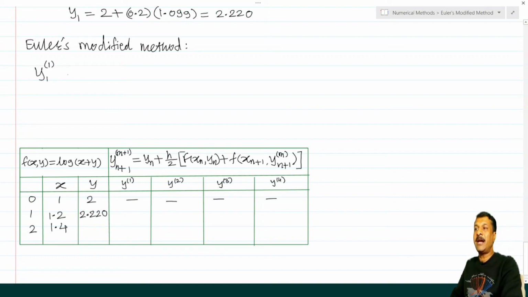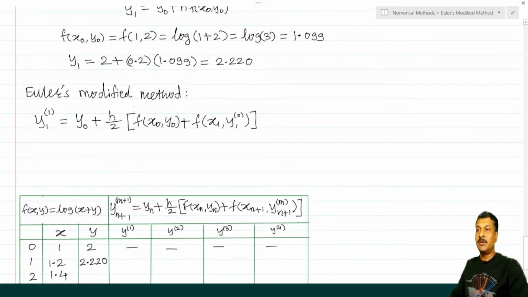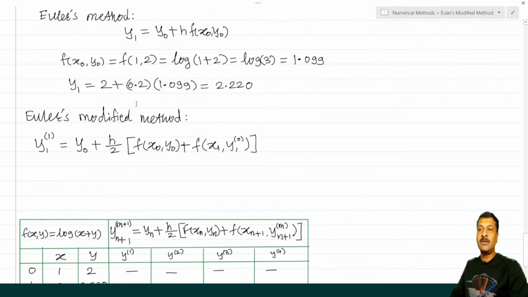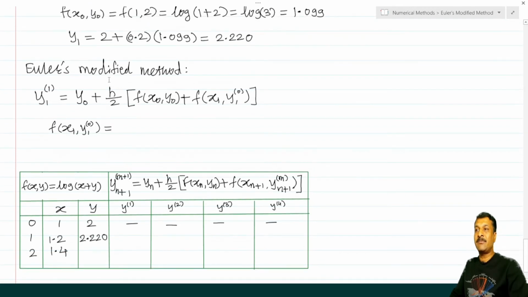That is y1 at first position: last value y0 plus average value, h by 2, f of last value x0 y0 plus new value, that is f of x1 y1. But what is the recent y1? That I will denote by 0th position, means this value. I know all values y0, h, f of x0 y0, but I don't know f of x1 y1 at the 0th position, that you find first. So x1 y1 at the 0th position means by Euler's method.